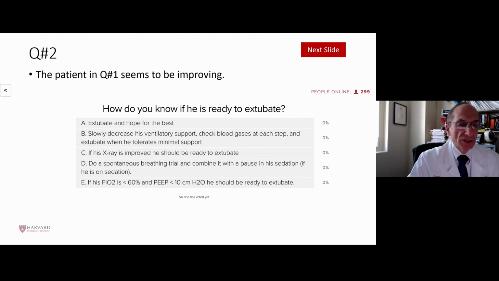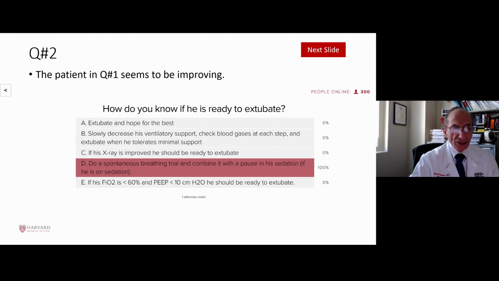And the next question is about the same patient. So let's say that the patient in question 1 seems to be improving. How do you know if he's ready to extubate? Do we just extubate and hope for the best? Do we slowly decrease his ventilatory support and check blood gases at each step, and then extubate when he tolerates the minimal support? See, if his X-ray is improved, he should be ready to extubate.